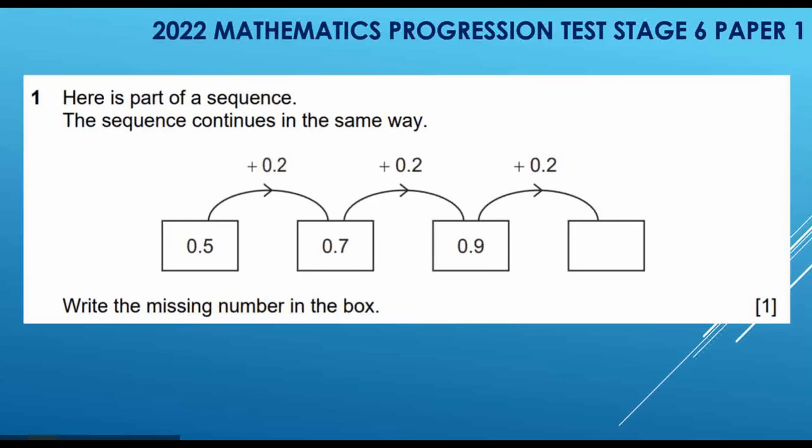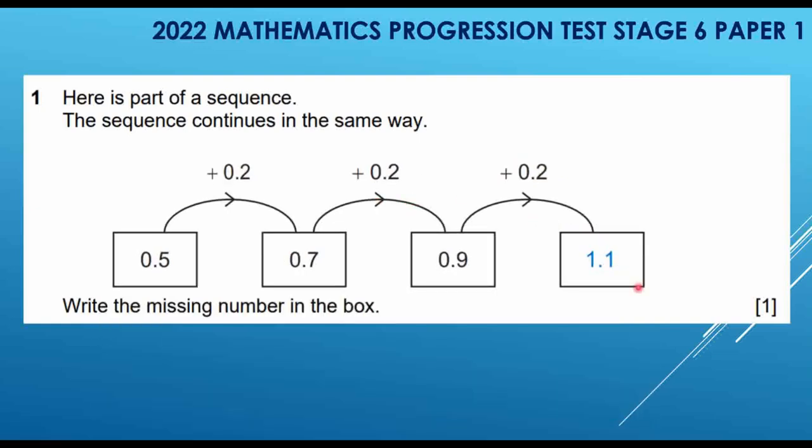Question 1. Here is part of a sequence. The sequence continues in the same way. Here we go: 0.5, 0.7, 0.9, and write the missing number in the box. 10 seconds. So let's reveal the answer. It's 1.1. If you get it correct, then you score 1 mark. Next question.